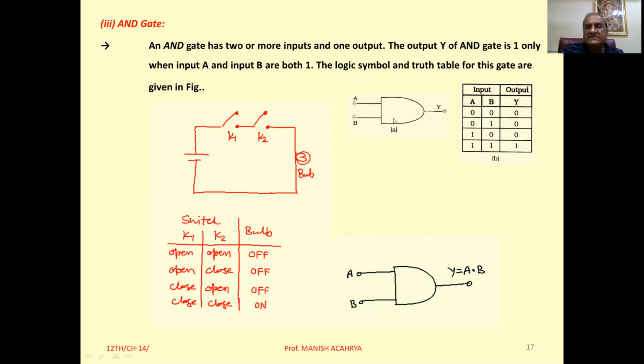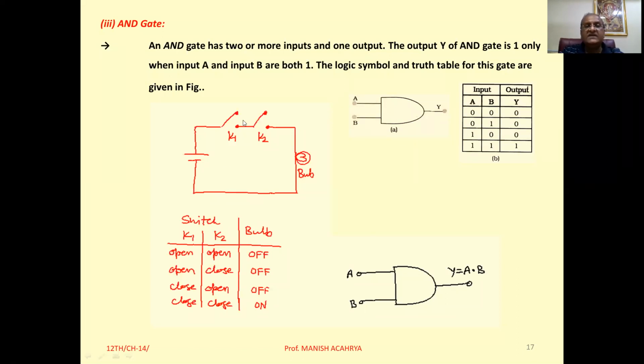This is the circuit symbol of it. This is the truth table for the working of the AND gate. See, input A, input B, and output Y. If both the inputs are absent, output is absent. If A is absent, B is present, output is absent. If A is present, B is absent, output is absent. If both A and B are present, then and then only you are getting output.